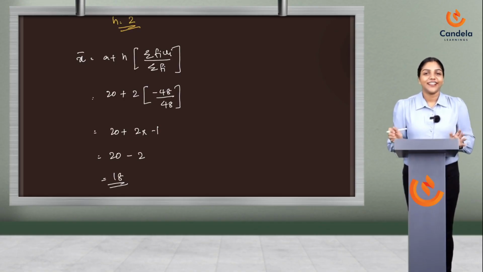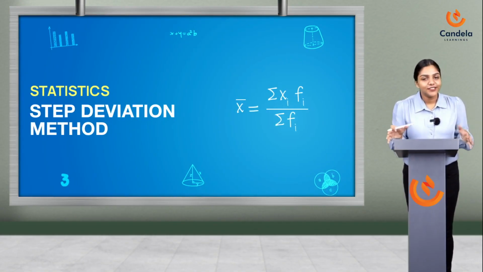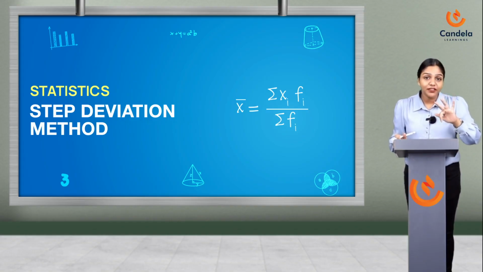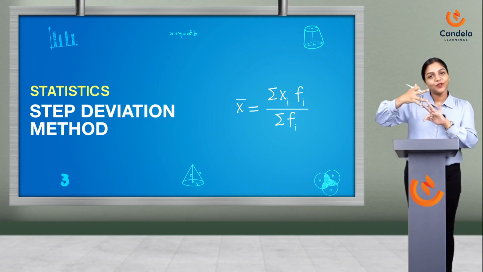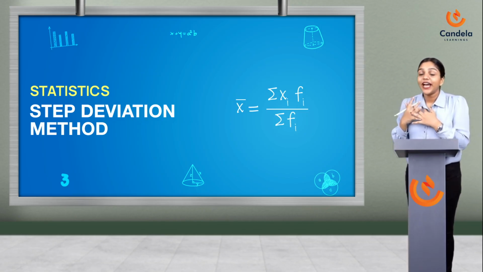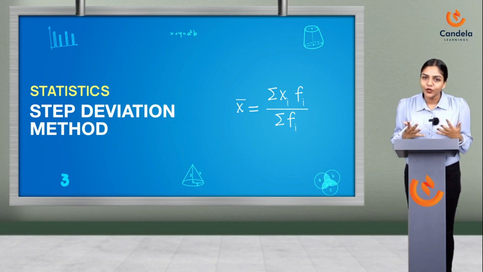Got it? That's all. So I hope you understood this method as well. So we completed mean of a grouped data topic. So we studied 3 methods: direct method, assumed mean method, and step deviation method. Okay. So in the upcoming sessions, we will study another new topic.